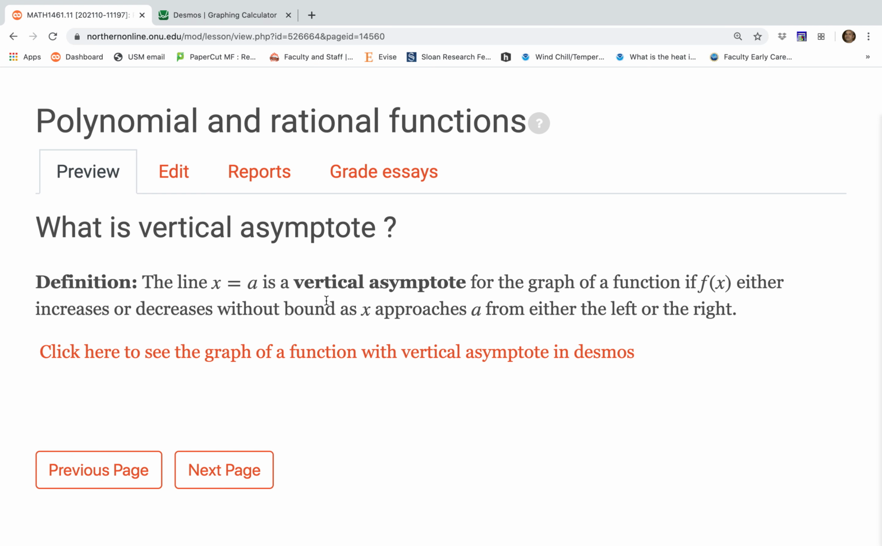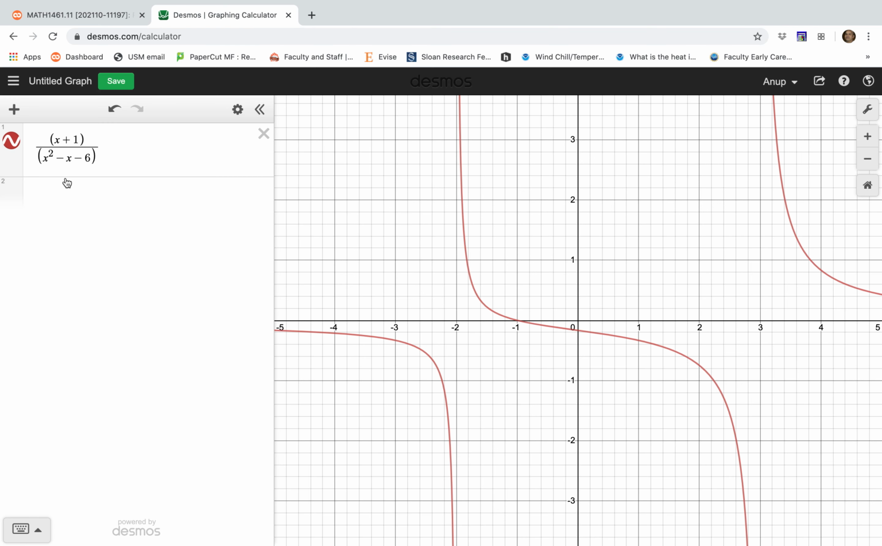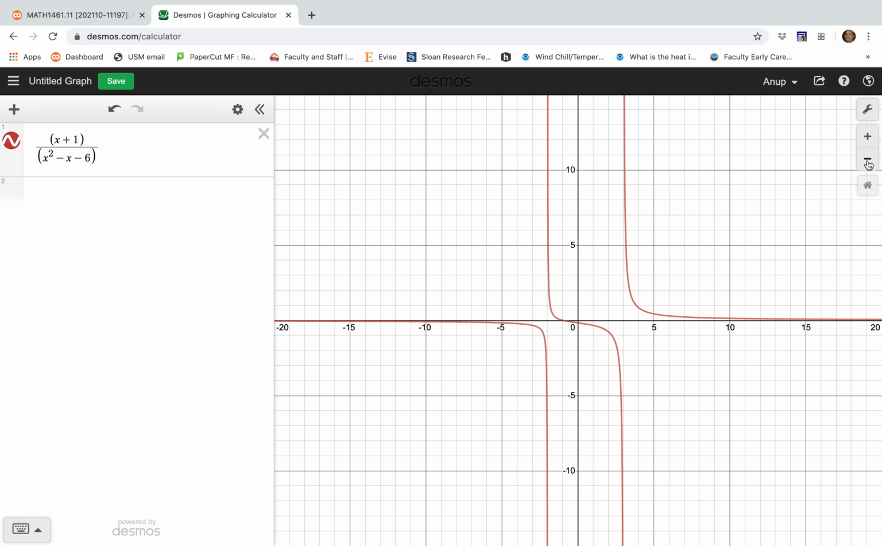Alright, now we will define what vertical asymptote means. Let me first show you one example. It is given a rational function whose graph is given over there. Here, no matter how much you zoom out, you can see that this curve is actually this rational function.